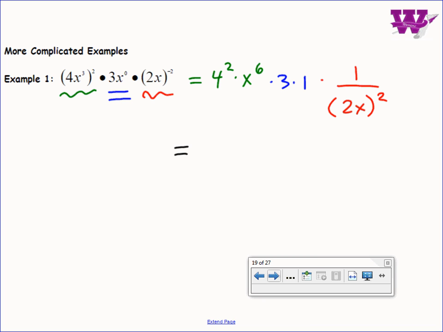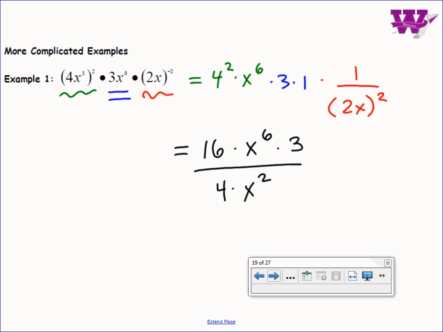I'll simplify easy powers like 4 squared. 4 squared is 16 times x to the 6th times 3 times 1 times 1 is just 3, all over. And now we'll go ahead and apply this exponent, squaring to the quantity 2x. Are there parentheses? Olivia? Yes. Who gets squared? Will? Everything. So 2 squared becomes 4. x squared becomes x squared.